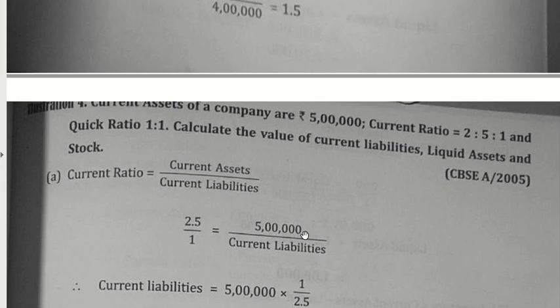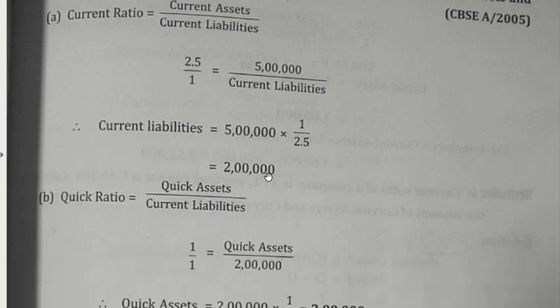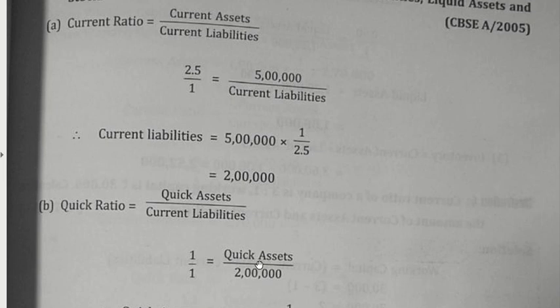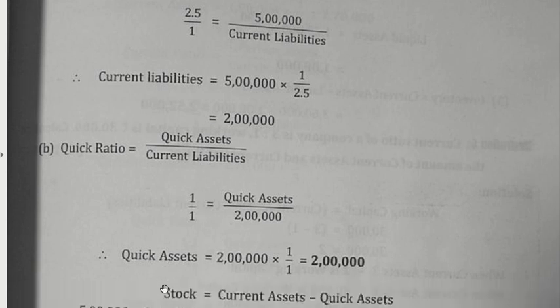And what have they told us to calculate? They have told us to calculate liquid assets and stock. Liquid assets and stock will come into picture in your quick ratio. So your quick ratio formula is quick ratio is equal to quick assets divided by current liabilities. Your quick ratio they have given in the question as 1 is to 1. So you'll put it in this form, 1 divided by 1 is equal to quick assets, which we do not know, divided by current liabilities, 2 lakh, which we found out. So when you cross multiply you get your quick assets to be 2 lakhs.